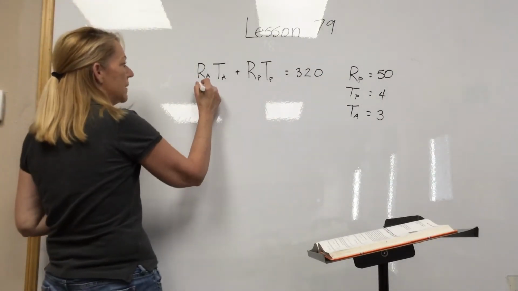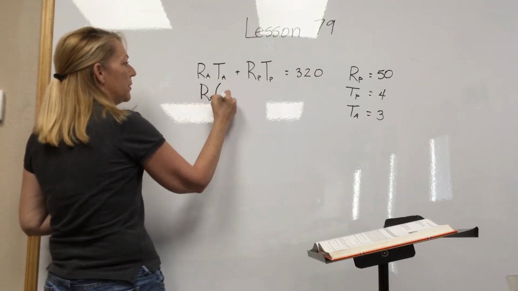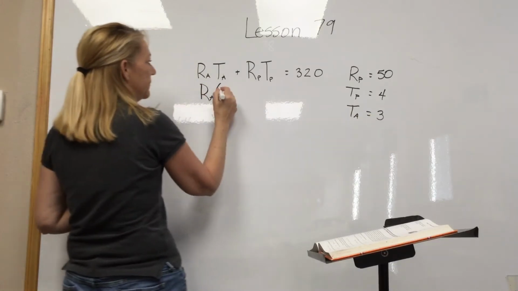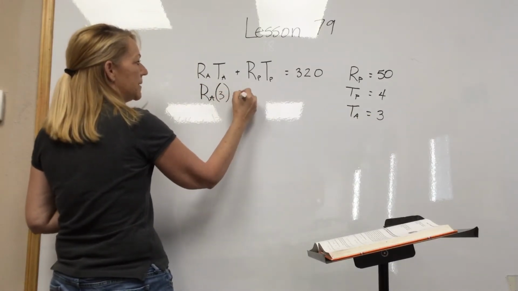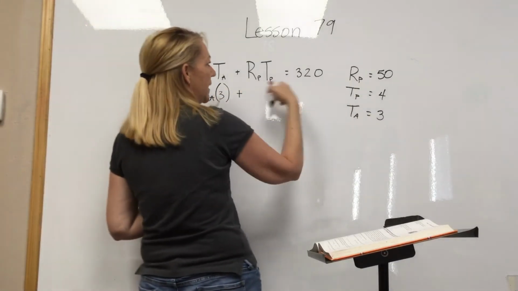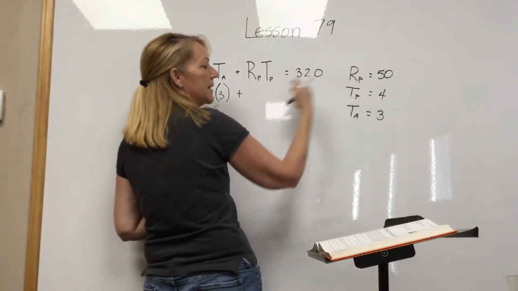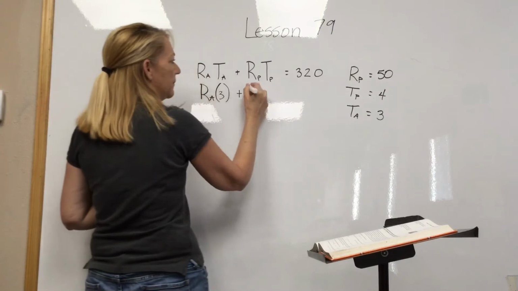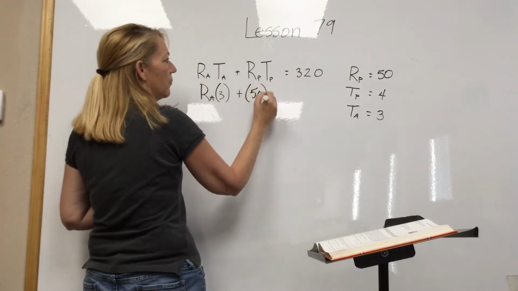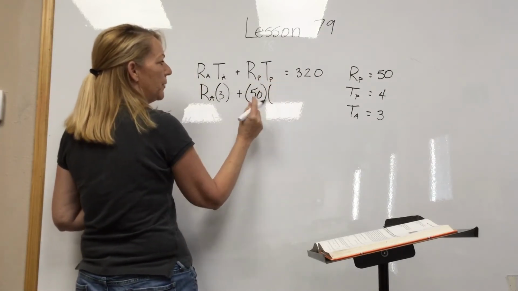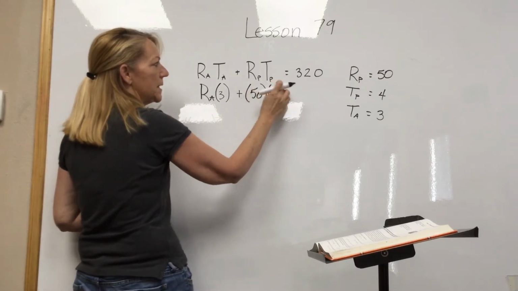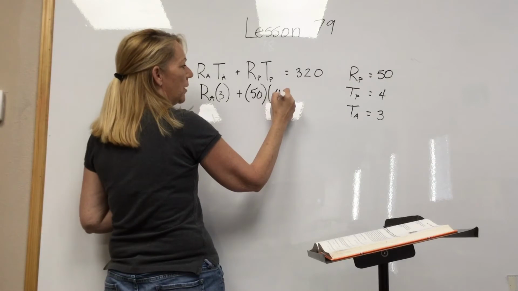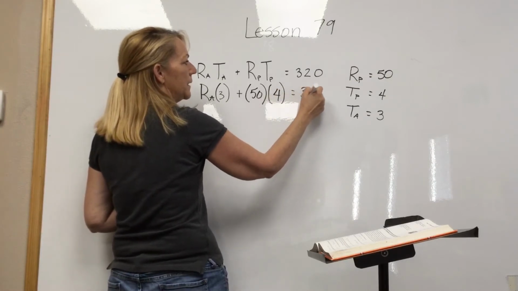So we have rate for Allie, and I'm going to put in parentheses what time for Allie is. That would be 3. Put the plus sign. Rate for Peter, instead of writing R subscript P, and that's how you say it, R subscript P, I would put a 50. Right next to it, new parentheses, because they're multiplied, time for Peter. And I just made up a P for Peter. It'd be 4 equals 320.